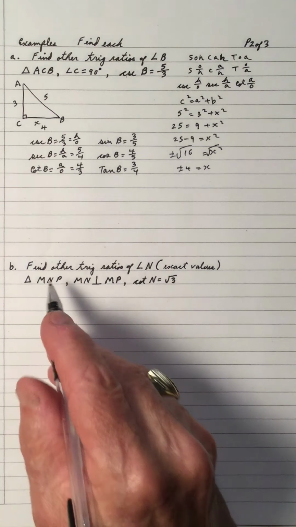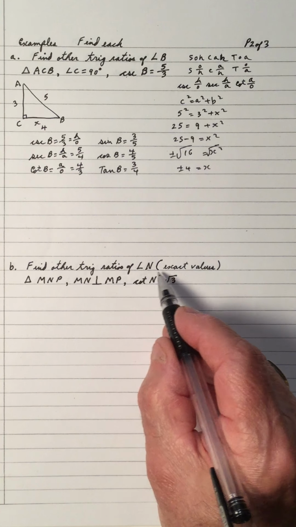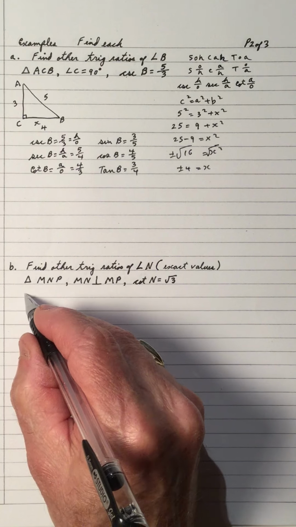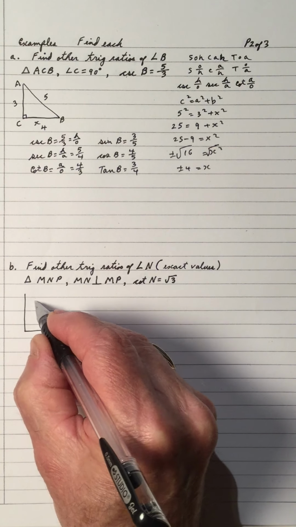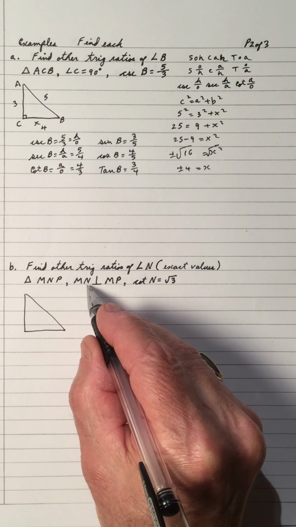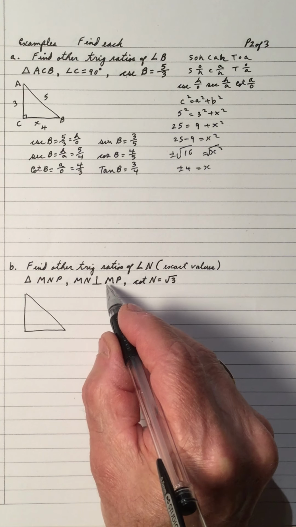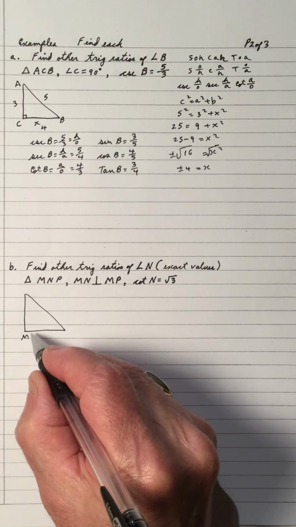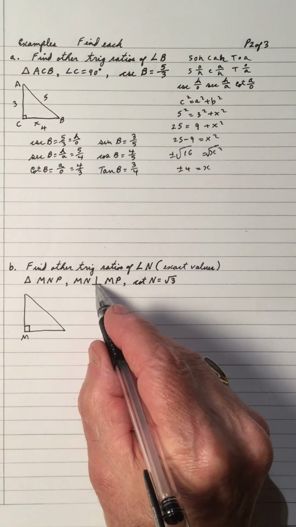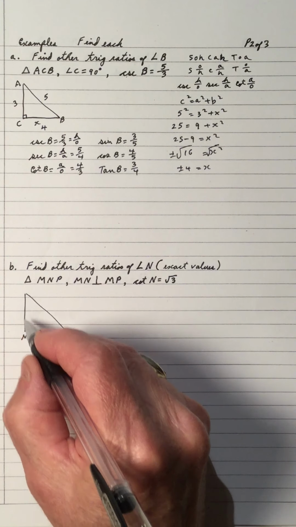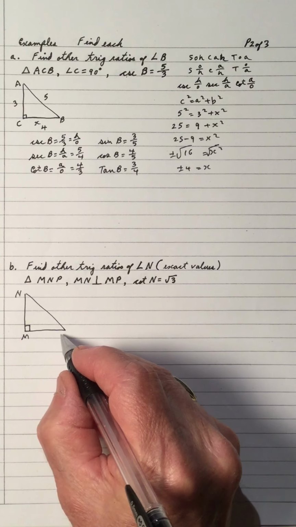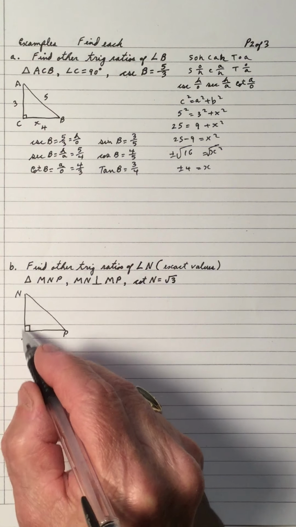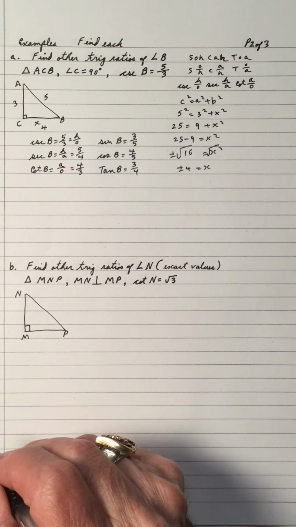Let's do another one. Find the other trig ratios of angle N, exact values. So we have a triangle labeled, and notice MN is perpendicular to MP. The common letter here is N. So N has to be the right angle, perpendicular. So we can have MN, and we can have MP. Notice MN is perpendicular to MP, M is the right angle.